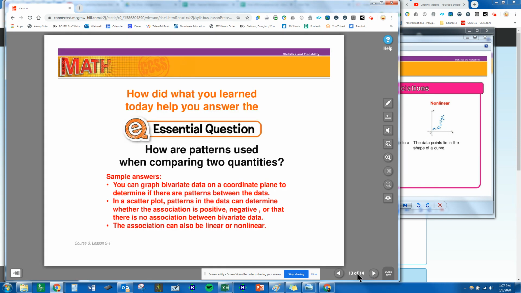So we could close by going back to our main question. How are patterns used comparing two quantities? Here's some sample answers. But again, it's a really interesting area of math where we're applying what we know about lines and graphs in order to make predictions. So we're going to carry on from this and extend it a little bit to learn about a line of best fit.